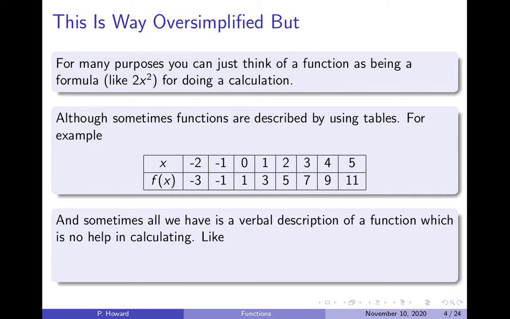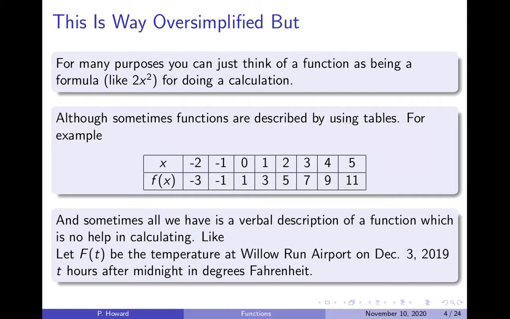And sometimes all we will have is a verbal description of a function, which is really no help at all in calculating. We might see something like this, for example. Let capital F of T be the temperature at Willow Run Airport on December 3rd, 2019, T hours after midnight, in degrees Fahrenheit. This describes what F of T is in words, but doesn't give us any idea of how to do a calculation.